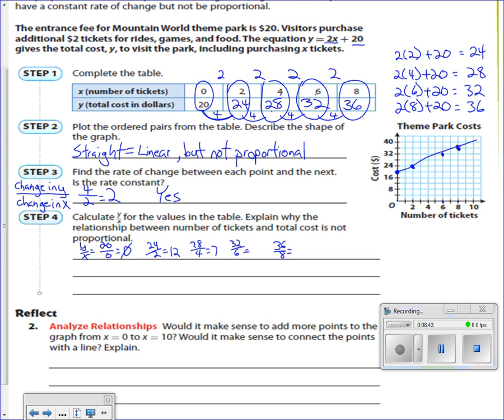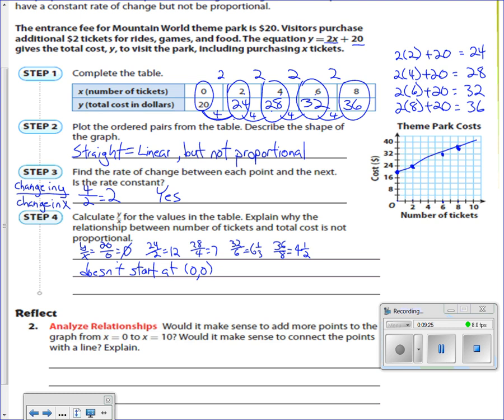So 6 goes into 32 about 6 and 1/3, and 8 goes into 36 4 and 1/2 times. So each slope there, or each k, is different. Okay, so explain why the relationship between the numbers of tickets and total cost is not proportional. Well, it's not proportional because it doesn't start at 0, 0.